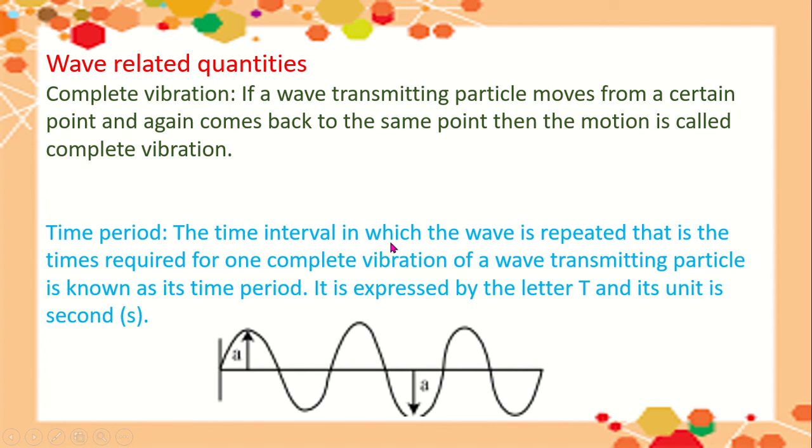Time period. The time interval in which the wave is repeated, that is, the time required for one complete vibration of a wave transmitting particle, is known as its time period. That means look here, from this point to this point we are seeing one vibration. The time required for completing this one vibration is known as the time period. We have to memorize this definition because it is very important. Time period is expressed by the letter T, capital T, and its unit is second.